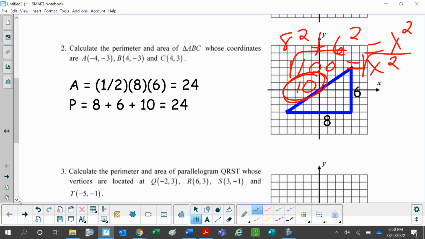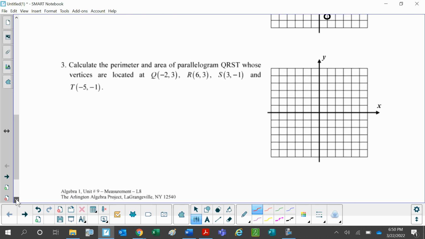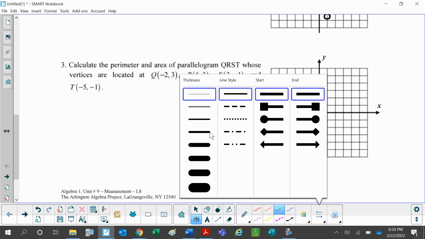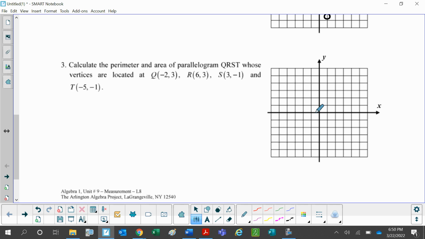And the last one on this side, then we'll flip to the back side. We've got a parallelogram here, so we've got our points. Let's draw them in. Let's use some green on this one. Our first point is negative 2, 3, 1, 2, 3, right there. Our second point is 6, 1, 2, 3, 4, 5, 6, up 1, 2, 3. Then we've got 3, -1, 1, 2, 3, -1 right there. And then we have -5, 1, 2, 3, 4, 5, -1.